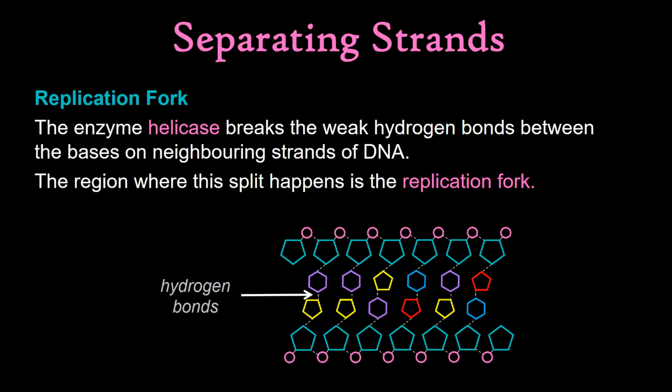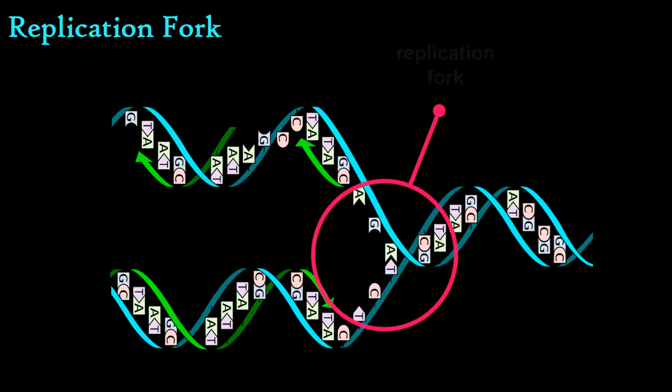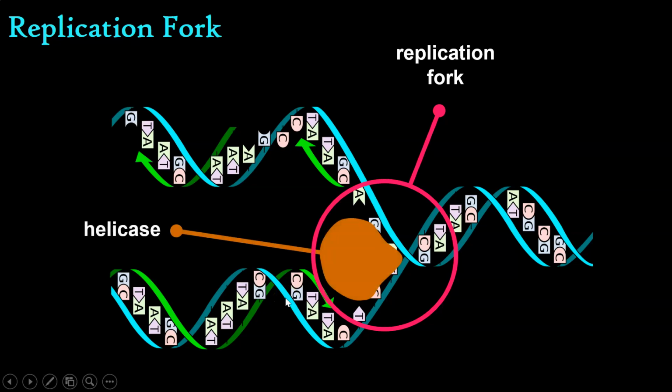The region where this split is happening is called the replication fork. And here is another diagram of DNA. And you can see there is the replication fork, the place where the double strand is split into two separate strands. And here is where helicase will fit, this enzyme which is causing those two strands to separate, to unravel from each other.